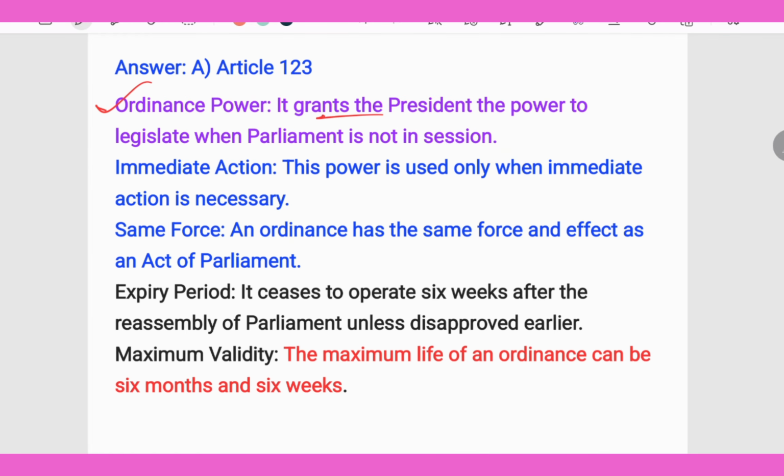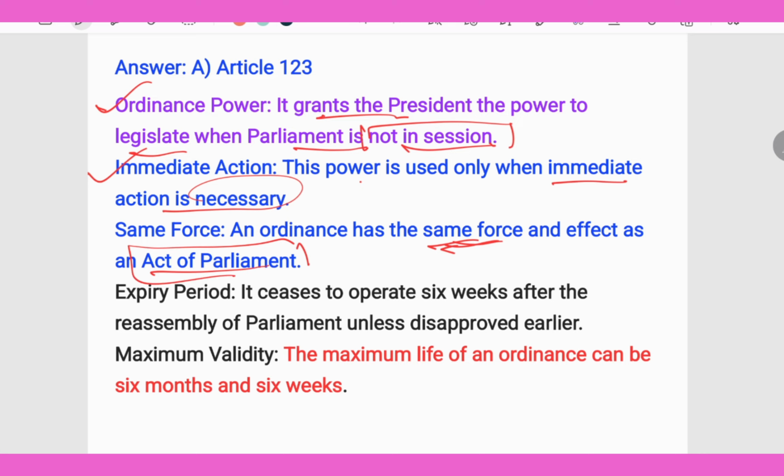Basically, the ordinance power grants the president the authority to legislate when parliament is not in session. Immediate action: this power is used only when immediate action is necessary. An ordinance has the same force and effect as an act of parliament. Expiry period: it ceases to operate 6 weeks after the reassembly of parliament, unless disapproved earlier. Maximum validity: remember, the maximum life of an ordinance can be 6 months and 6 weeks. Remember, 6 months plus 6 weeks.